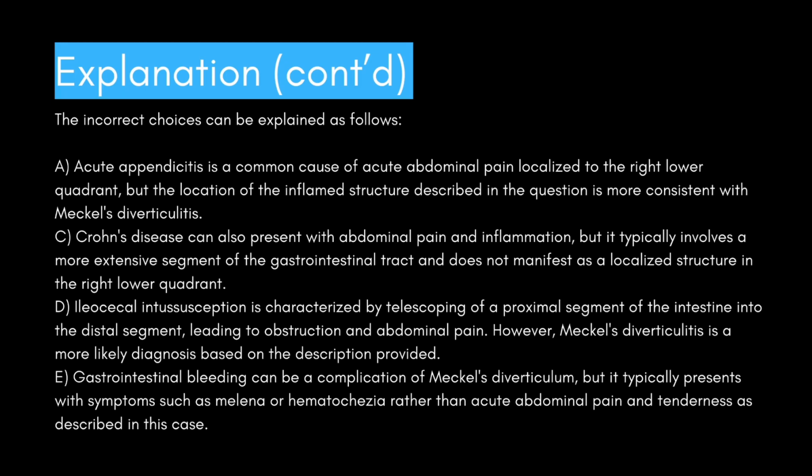Acute appendicitis is a common cause of acute abdominal pain localized to the right lower quadrant, but the location of the inflamed structure described in this question is more consistent with Meckel's diverticulitis. Crohn's disease can also present with abdominal pain and inflammation, but it typically involves a more extensive segment of the gastrointestinal tract and does not manifest as a localized structure in the right lower quadrant. Ileocecal intussusception is characterized by telescoping of a proximal segment of the intestine into the distal segment, leading to obstruction and abdominal pain. However, Meckel's diverticulitis is a more likely diagnosis based on the description provided.